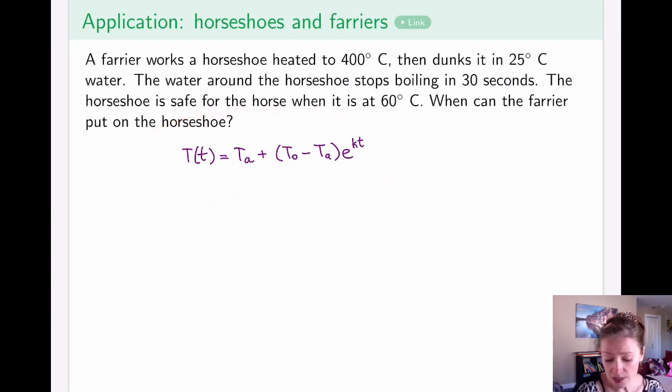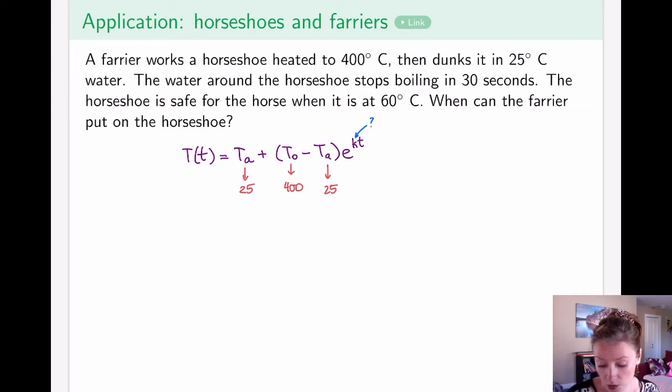Okay, so this is our Newton's law of cooling. This is just a general formula from the previous slide, and let's fill all the information in that we have in this question. So the left-hand side here will be the temperature of the horseshoe, TA, the ambient temperature. Of course, the horseshoe gets dunked into the water, so the ambient temperature corresponds to the water temperature, which in this case is 25 degrees Celsius in both cases here. And then T naught is the initial temperature of the horseshoe while the farrier is working, it's 400 degrees Celsius, so this is 400 degrees.